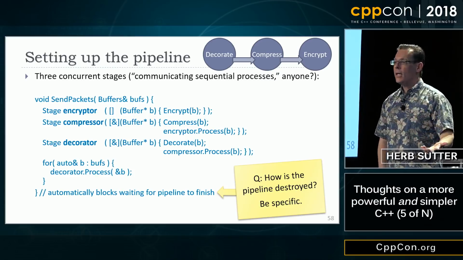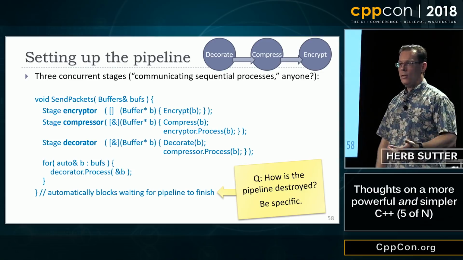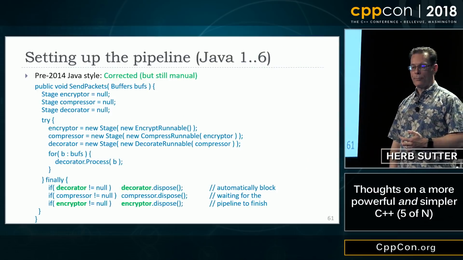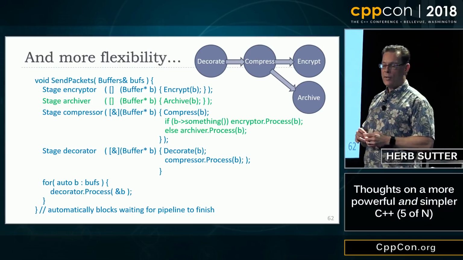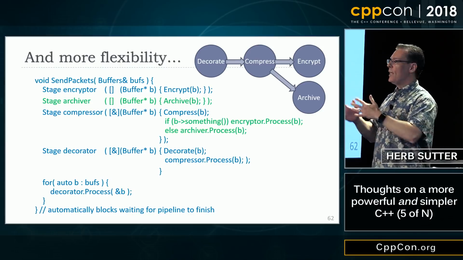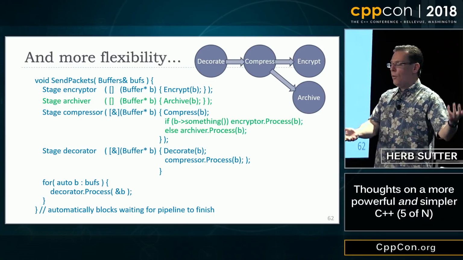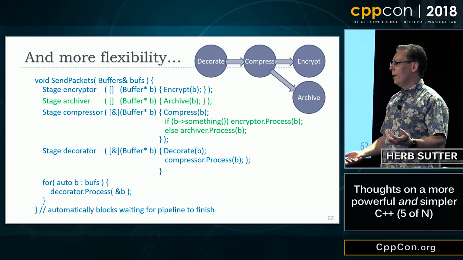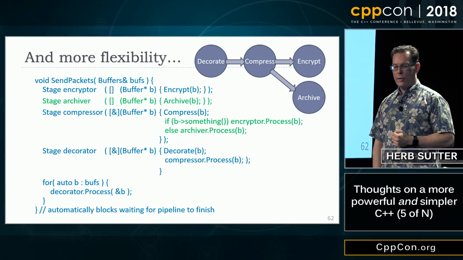This is just so clean. And I've managed 3 thread lifetimes and set up a multi-stage queue and drained it cleanly. And I can easily add flexibility. What if I want to add another end stage archiver, and the compressor sends some things to the encryptor, some things to the archiver? It's easy. It's like 3 more lines of code. Very general, very clean, and correct by construction.